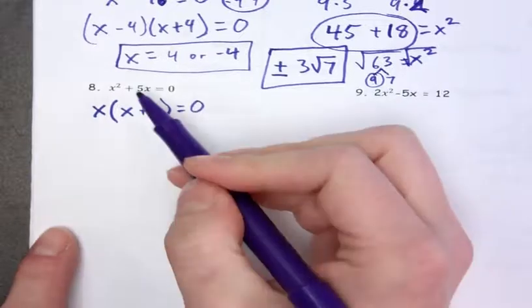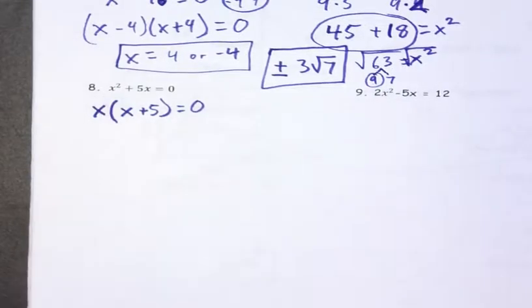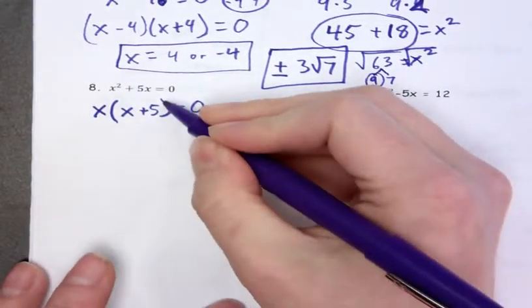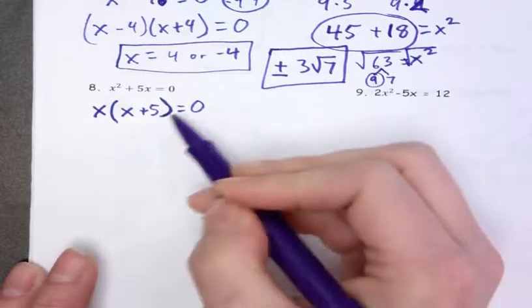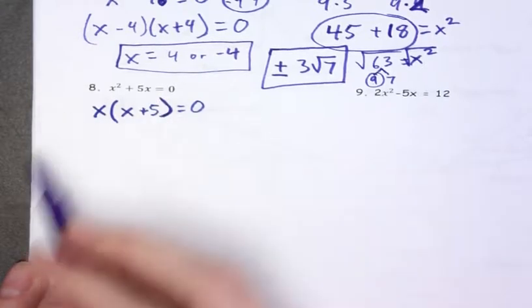See how easy that is? We just take the x out of each. That's called factoring, greatest common factor. And so now I'm factoring. I'm going opposite. So that was the opposite of distribute.